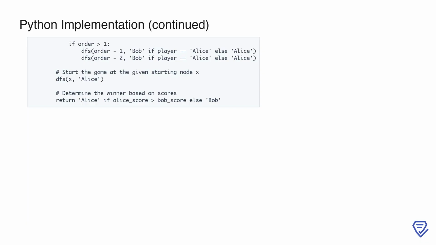As the game progresses, each player accumulates points based on the nodes they visit, and the visited array ensures that no node is counted more than once. Finally, after all nodes are processed, the winner is determined by comparing the scores of Alice and Bob. If Alice's score is greater than Bob's, she is declared the winner, otherwise, Bob wins. The method then returns the name of the winner as the result of the game.